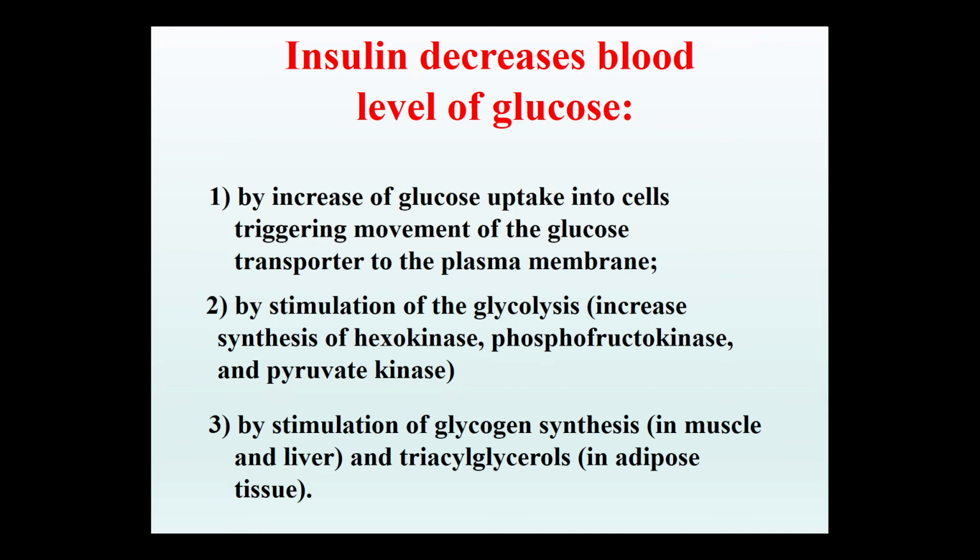And the main function of insulin is, of course, to decrease the level of glucose in the blood. From the battery of hormones that influence the glucose concentration in the blood, only insulin decreases the glucose level in the blood. Only insulin. All other hormones that influence carbohydrate metabolism increase the level of glucose in the blood.